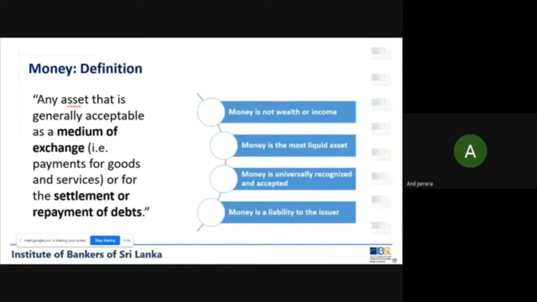The second important word is generally acceptable. As I already mentioned, to treat a particular object or paper as money, it should be accepted by society in general. That acceptance comes from the government's legality. When it is made legal tender, you call it generally acceptable. What is this acceptability based on?